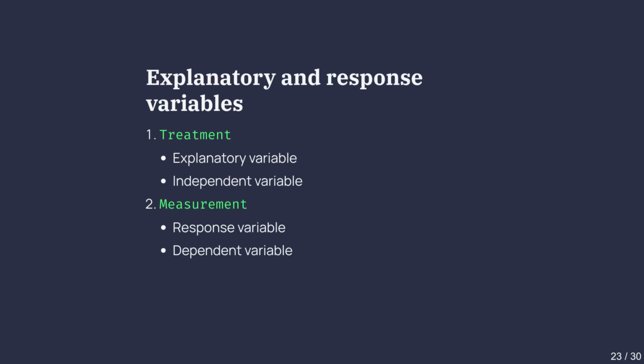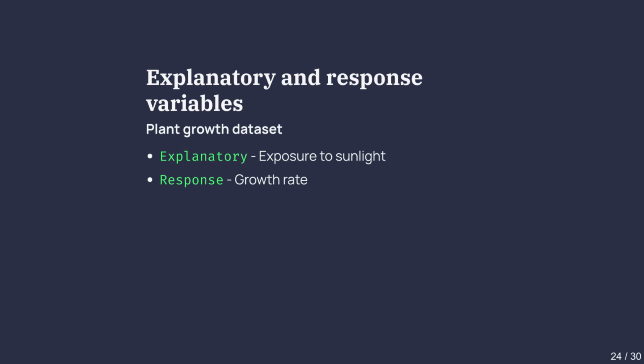In experiments, we always have two key variables, the treatment variable and the measurement variable. The treatment is also known as the explanatory or independent variable, and the measurement is also known as the response or dependent variable. Let's look at an example from before. In the plant growth dataset, our explanatory or independent variable was hours of exposure to sunlight, and the response or dependent variable was the growth rate.